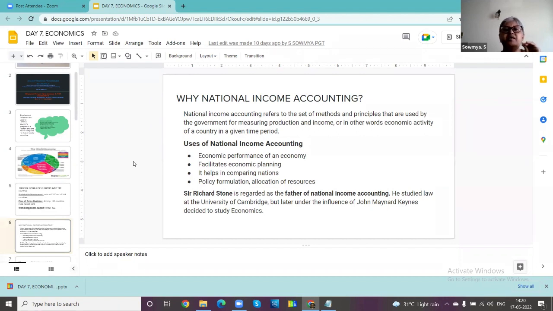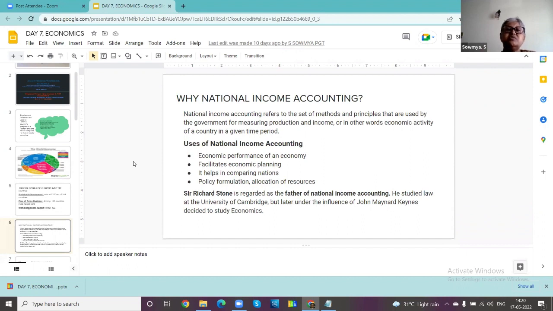And a little bit of extra input about who created this modern method that most of us are making use of right now. The modern method as such was created by Sir Richard Stone. And this person is regarded as the father of national income accounting. And basically, he studied law at the University of Cambridge. Of course, all of us know that right from the administrative setup to that of the law, we take it after the Europeans, specifically the UK. So naturally, even this system, we have taken it from them.